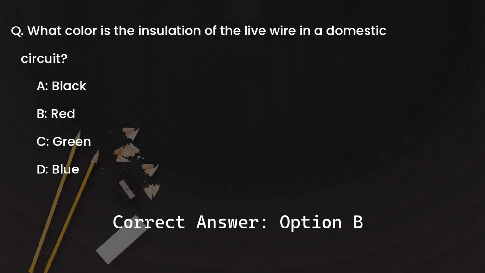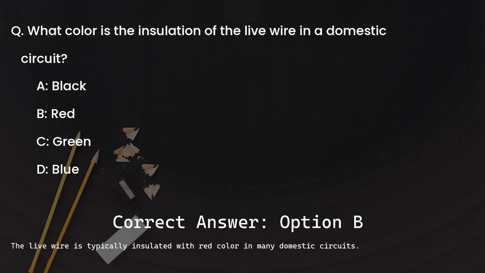The correct answer is option B, which is red. The live wire is typically insulated with red color in many domestic circuits.